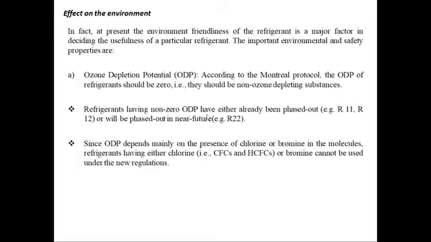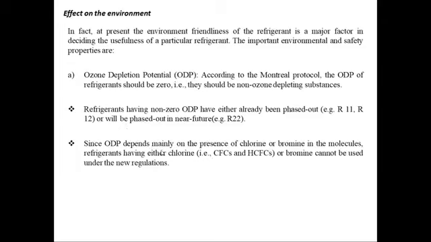Refrigerants having non-zero ODP have either already been phased out, like R11 and R12, which are already phased out because their ODP value is more than 0. So they are dangerous to the ozone. That's why they are being phased out, and R22 is the second one which will be phased out.